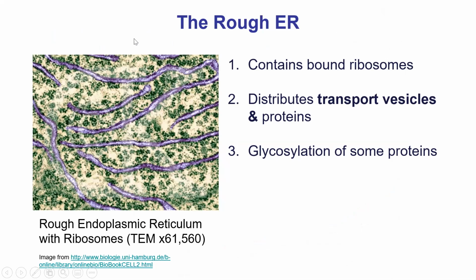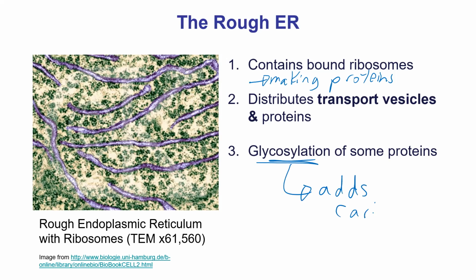So what's going on with the rough ER? The rough ER is loaded with ribosomes. And what does that mean? It means it's making proteins, right? In fact, we're talking about maybe, I don't know, 80% of your cell's proteins. Most of these are membrane-type proteins, and that's something we're going to talk about a little later on. It's going to distribute those proteins. Basically, it's going to send them to the Golgi. We'll talk about that in a moment. And it's also going to glycosylate these things. This means adding carbohydrates.